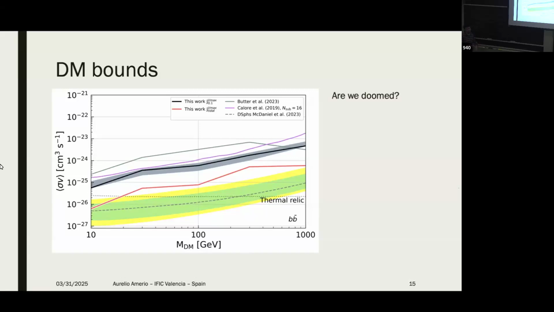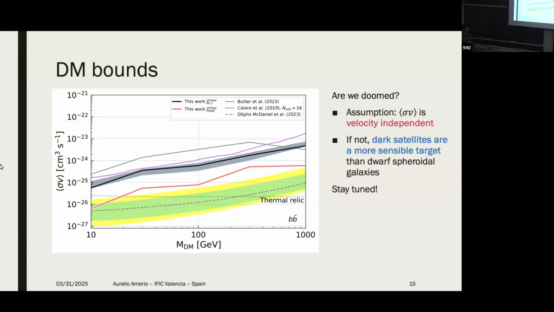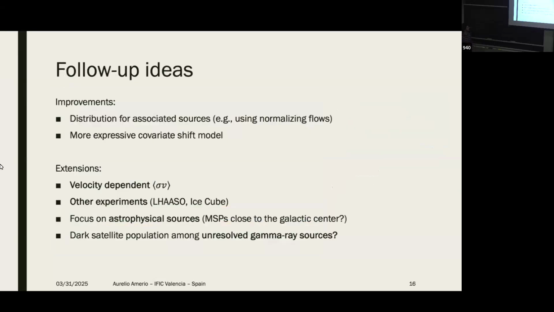And so, are we doomed? No, because we want to do velocity-dependent annihilation constraints on the annihilation cross-section. And this is something that we're already working on, the simulations and the analysis. So if you're interested, stay tuned.